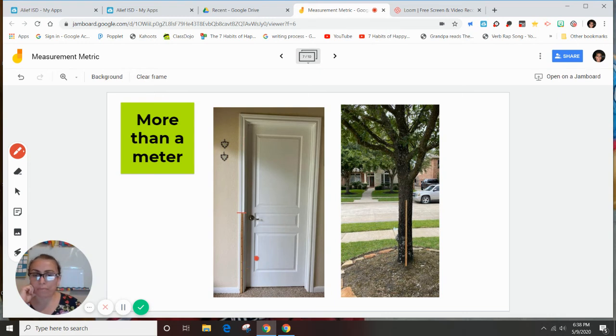Maybe the width of my door, right here, would be my width. The width of my door would be a meter, but the length or the height of my door is more than a meter. And then I put my meter stick right here by the tree, and I also noticed that it is more than a meter. I could also use my measuring tape to know exactly the height. I just wanted to know if it was more than a meter or less than a meter, but if I want to know exactly the height, I can use a measuring tape to know that.